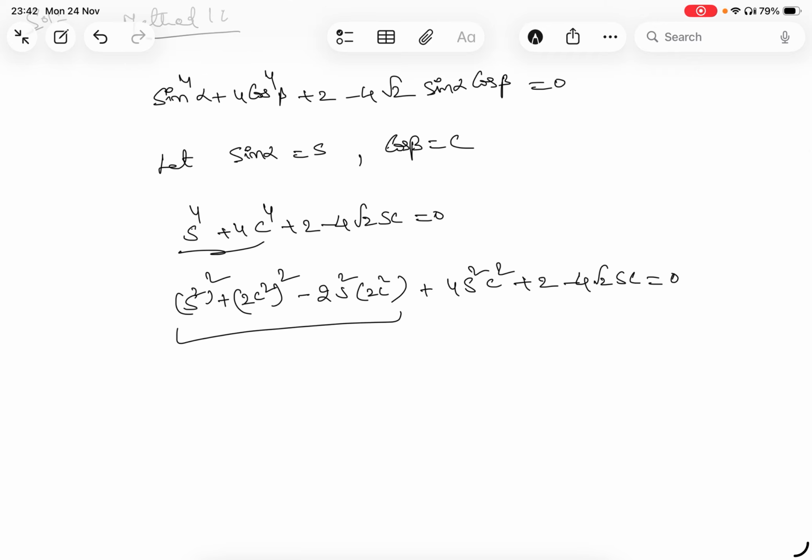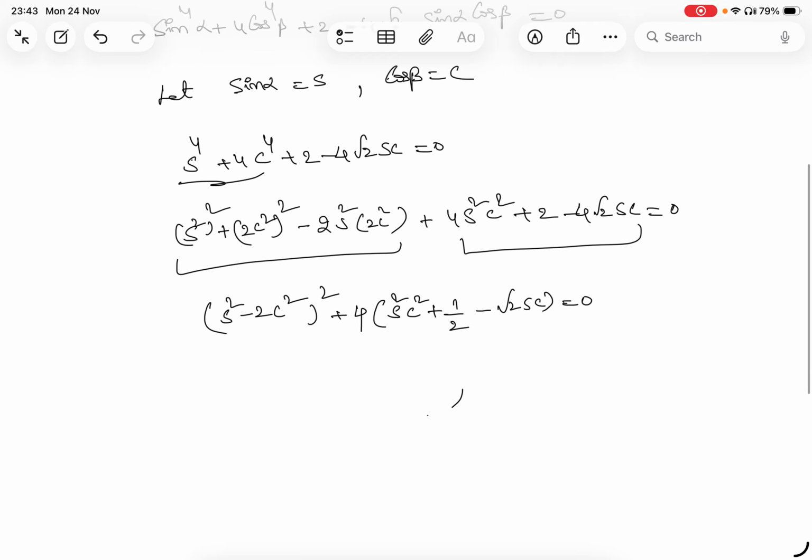Now this term is (S² − 2C²) whole square, right? And the other term is these three terms. Let's try to write these terms even in the form of (a + b) whole square. So let's take 4 as common, then this will be S²C², right? Then this 2 becomes 1 by 2. As you can see, 4 into 1 by 2 is 2, minus √2 SC is equal to 0.